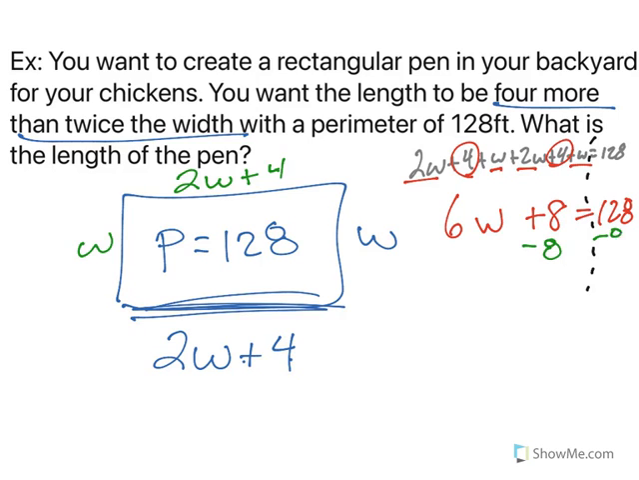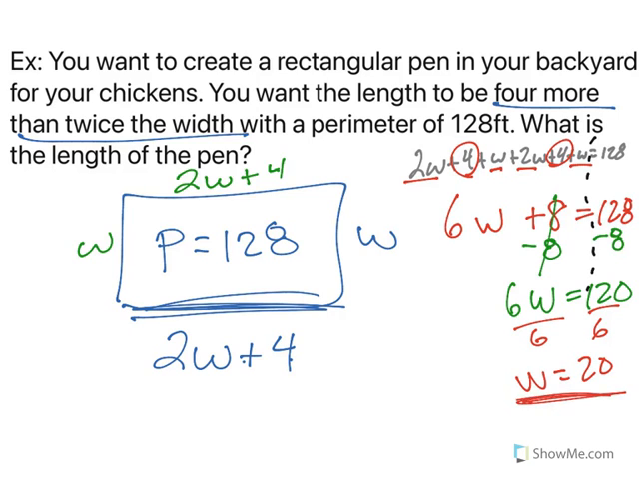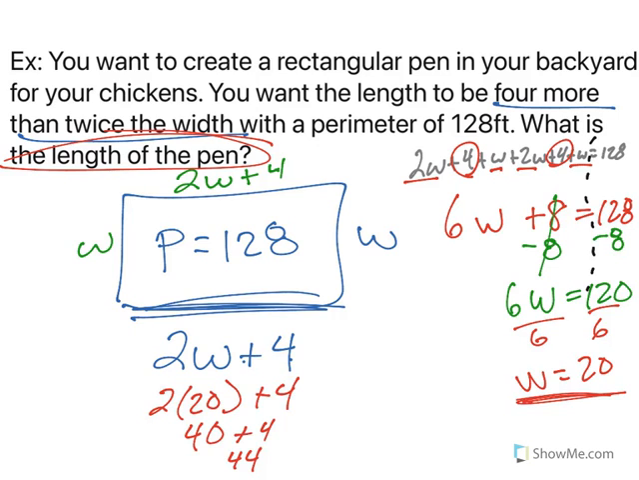We subtract 8 from both sides. So 6W equals 120. We divide both sides by 6, and W equals 20. Is that my answer? No, it is not, because that's my width. The question says, what is the length? So when you're doing an application problem, always go back and make sure you're actually answering the question. Okay, so now I have 2 times 20 plus 4. Well, 2 times 20 is 40. 40 plus 4 is 44. So the length of my pen would be 44 feet.